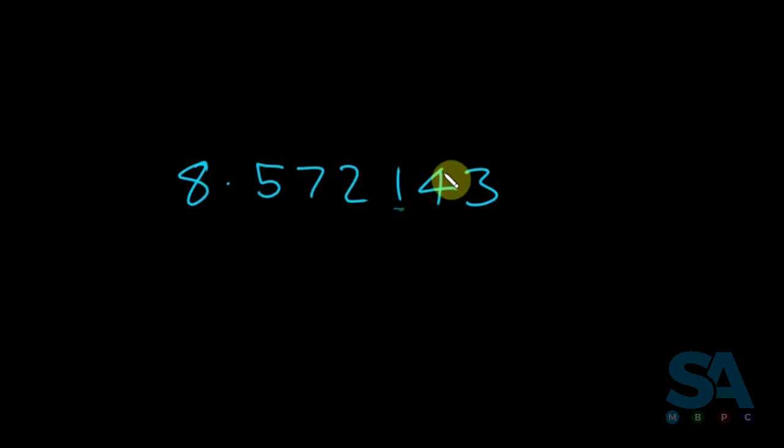Now the decider is 4, which is 4 or less. Therefore, this last digit is going to stay the same. So if we're going to rewrite this number to 4 decimal places, it would be written like so. And that would be our answer.